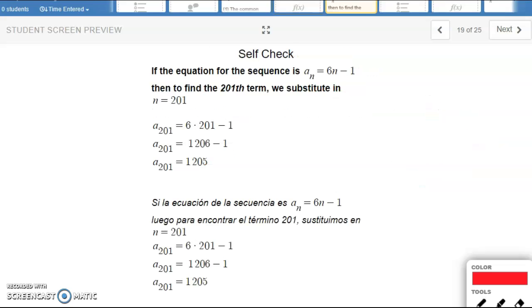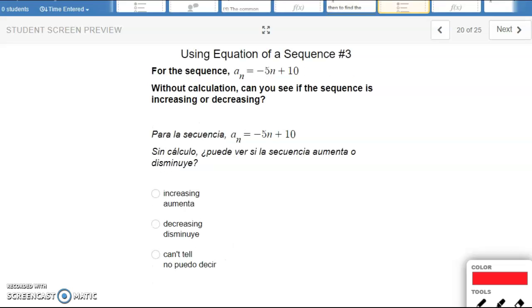And card number 19 just walks you through the step that I just described. Okay, card number 20. Now we have a new sequence with a new equation. If your sequence is represented by this equation, a sub n is equal to negative 5n plus 10.